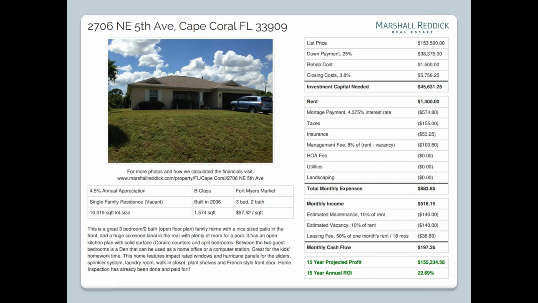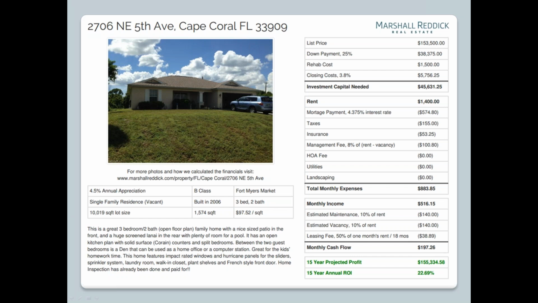So here's a property, a B-class property, and we're looking at all the numbers on the right. So we have the rent of $1,400 a month. On this example, 25% down payment. The interest rate, 4.375%, which is right around what we're looking at today. Interest rates went up a little bit over the last couple months. They might be at 4.5% now.